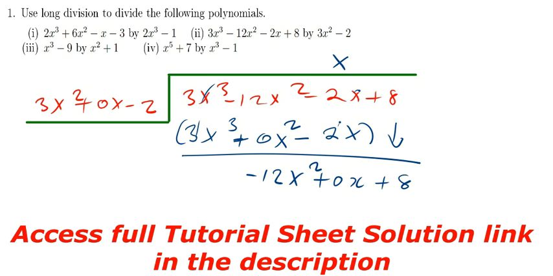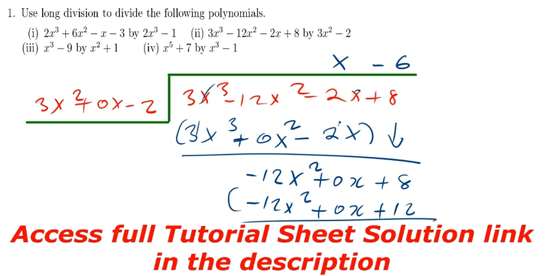So now I'll say 3x squared into negative 12x squared, so I'll end up having negative 4. Negative 4 times that, I'll end up having negative 12x squared, then plus 0x again, then minus negative 8, that plus that is 12. So if we do minus here, we'll end up having 0, 0, then this is negative 4. So this is my remainder, and that's my dividend. So using long division, I'm done.